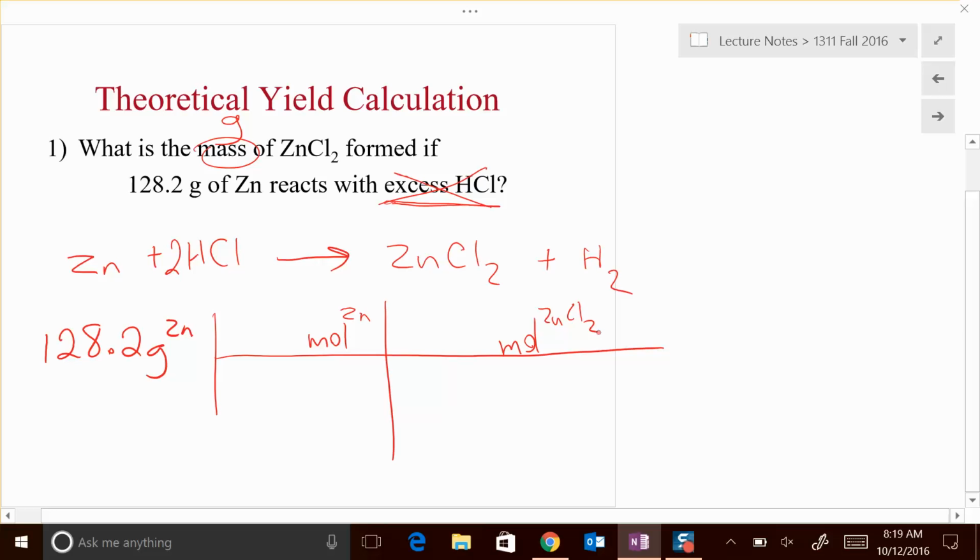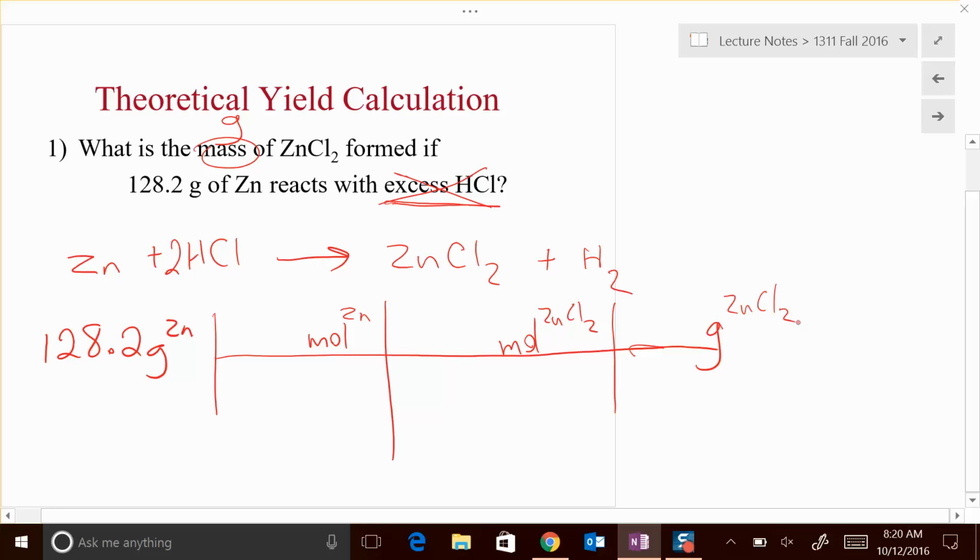But that doesn't answer the question. Although the stoichiometry is finished, it doesn't answer the question, because the question wants me to find the mass of zinc chloride. Mass is grams. So my last step, grams of zinc chloride.